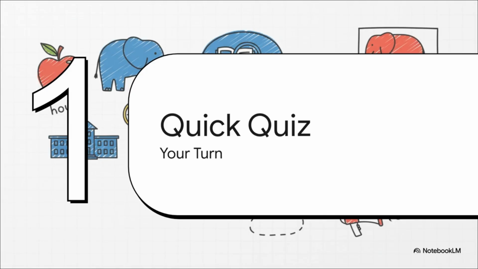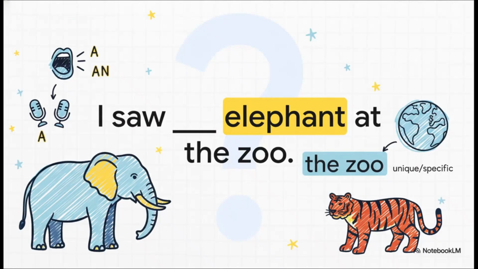Okay, that's enough of me talking. Now it's your turn to actually put this into practice. I've got a few quick questions for you. You ready for this? Let's do it. First one up. I saw blank elephant at the zoo. Should it be a, an, or the? Just think about that very first sound.